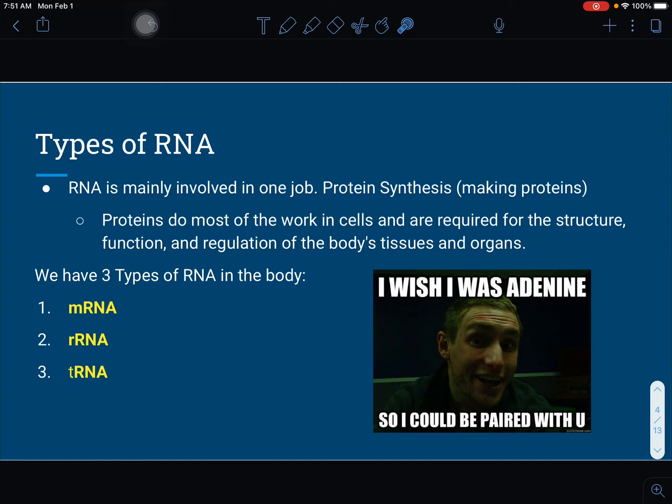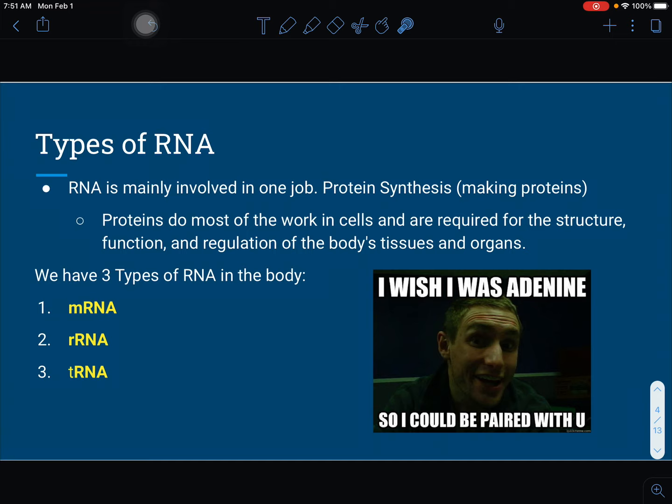There are 3 different types of RNA, but the main job of RNA is to make proteins, which we refer to as protein synthesis. Synthesis is to put together, to make, so we're making proteins. Proteins do most of the work in the cells and are required for the structure, function, and regulation of body tissues and organs. So again, there are 3 types: mRNA, rRNA, and tRNA.